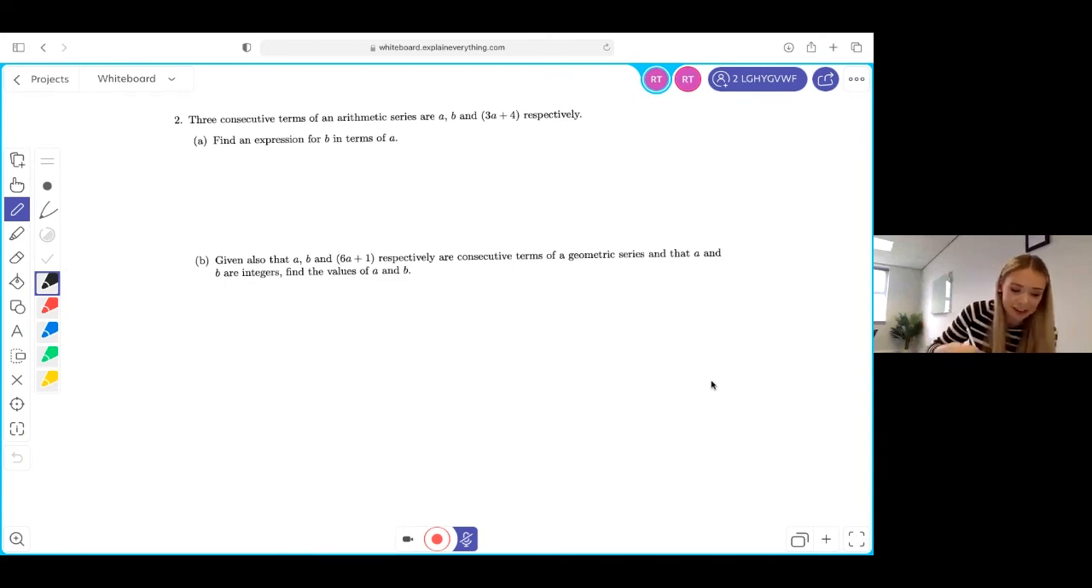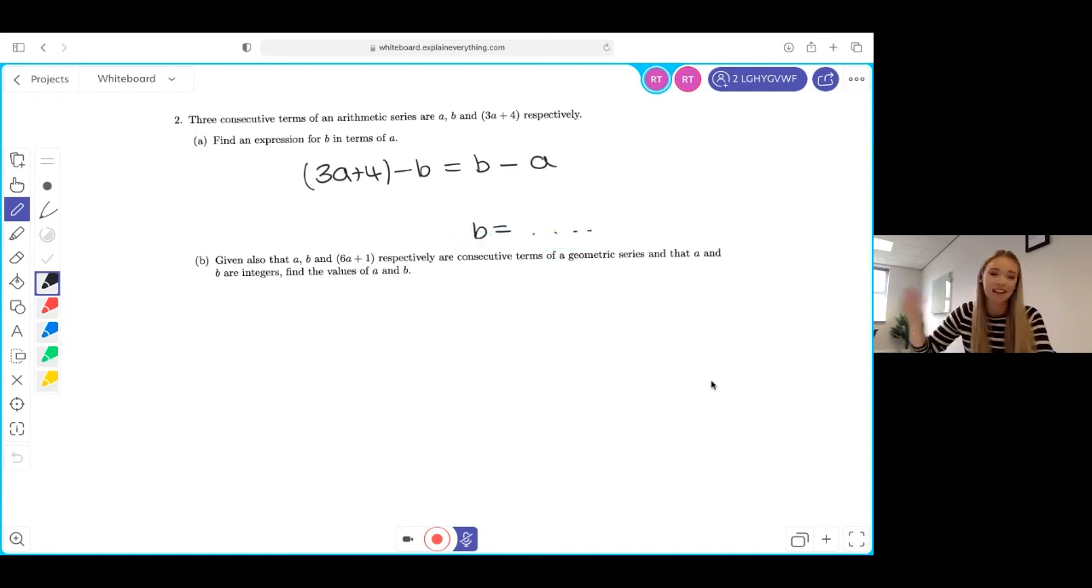The first part's quite nice because it just finds an expression for b in terms of a. So if we look at the difference between the third term and the second term, that's the same as the difference between the second term and the first term. That's really nice to rearrange for b equals something, and it'll be something in terms of a. So that's a nice mark.